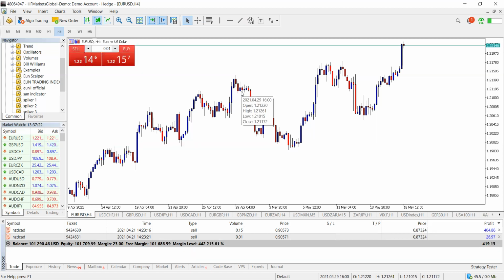Okay, now I get it. So the blue one, that's when we buy. Then if it's going down, it turns to red, and then we sell.